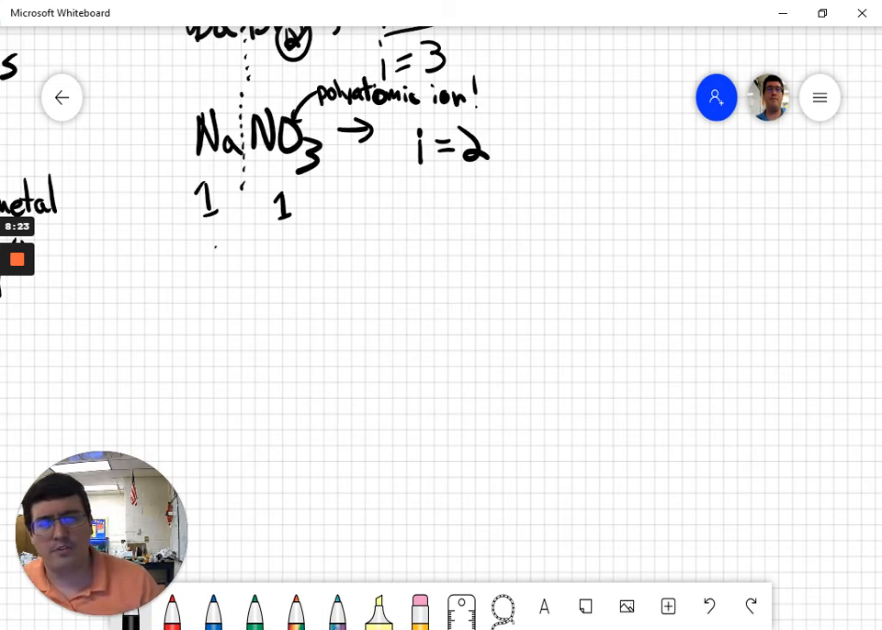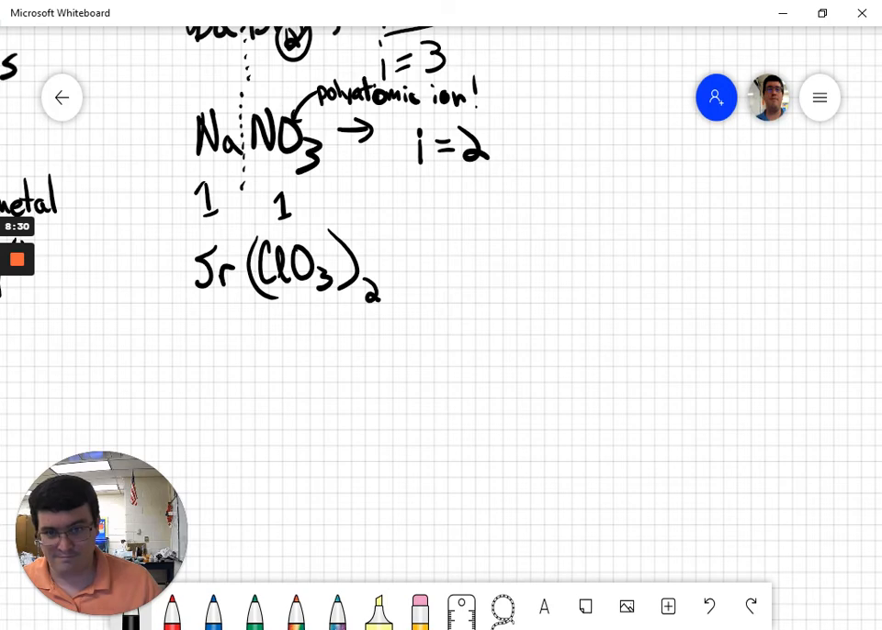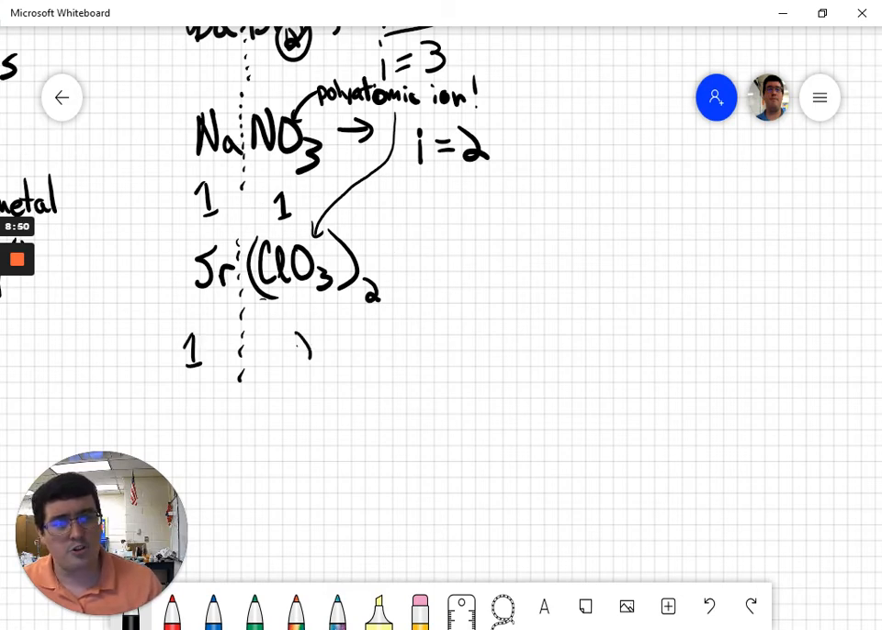Let's see. How about strontium chlorate? Pause. All right, it is definitely ionic because I see a polyatomic ion here, right? I remember those things being in parentheses, subscript outside of it. We're going to divide this one up again. There's only one positive ion, but there are 2 of those chlorates. 2 of those chlorates means that the I for this thing is 3.